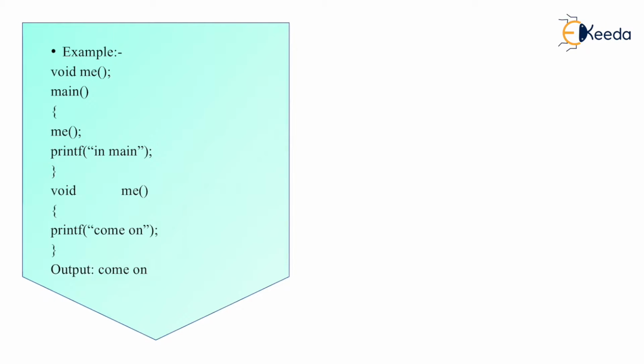We have created one method which is void me. Then inside the main block, we are calling one function, that is me. And I'm saying printf in main. Now I'm giving the definition of me, that is come on. So whenever my main block gets called or this program gets executed, this function will get called. Initially it will display come on and then it will display in main.